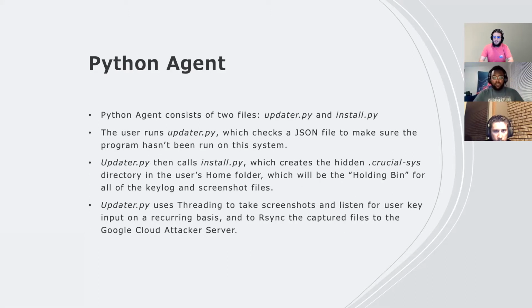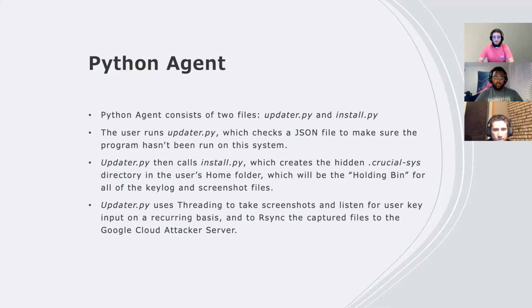All right, now we're going to talk about the Python agent. This is one of the core components of the project. The agent consists of two main files, the updater.py file and install.py. Updater.py contains all of the application logic to capture user keystrokes and screenshots and send them to the server. Install.py contains the bash logic to install all the required Python dependencies and libraries that are necessary to run our program, along with making all the required directories, like the crucial.sys directory inside home that houses the user screenshots and keylogs to be sent to the server.